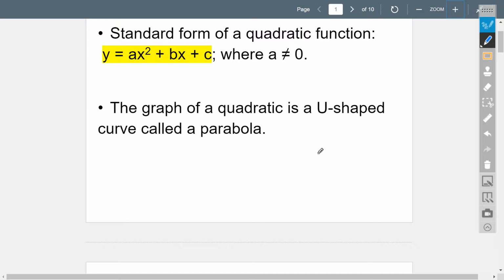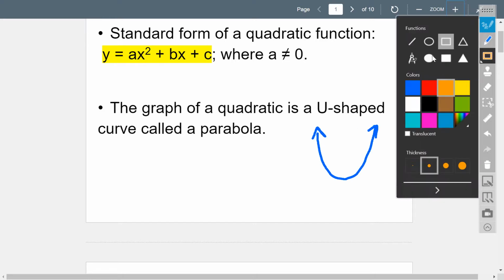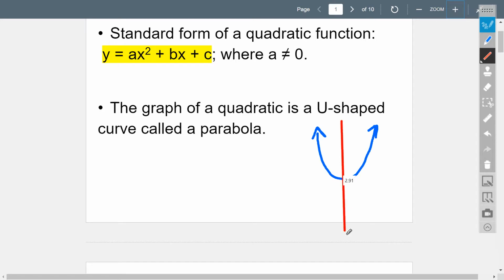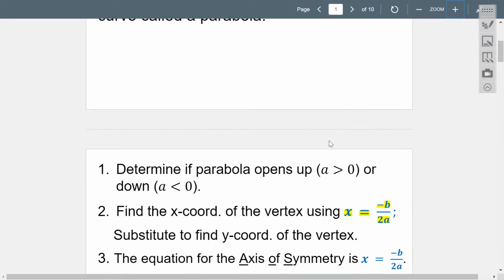The graph of a quadratic is a U-shaped curve called a parabola, and it looks like this. It looks similar to the absolute value graph that we saw before. It is also symmetrical across the axis of symmetry, just like the absolute value, and it also has a low point or high point called the vertex, like an absolute value. But unlike an absolute value, which is pointed, this is curved. So this is curved, and we'll see how it makes that.